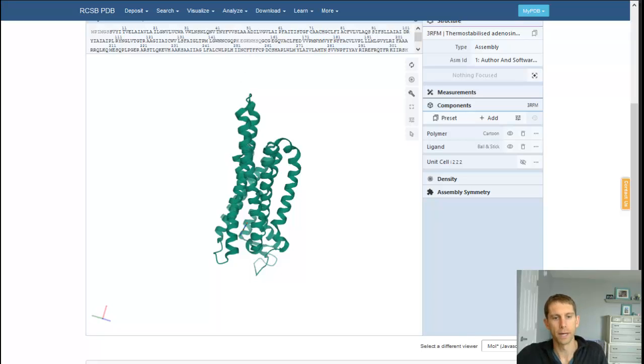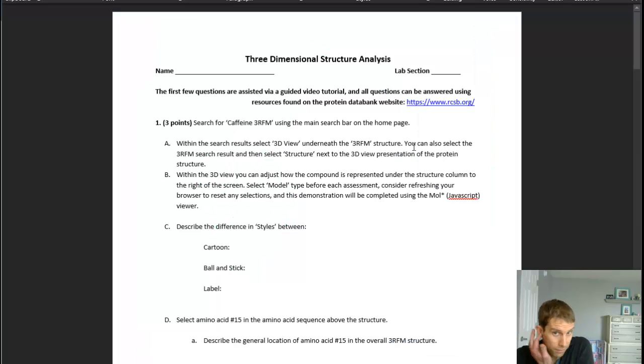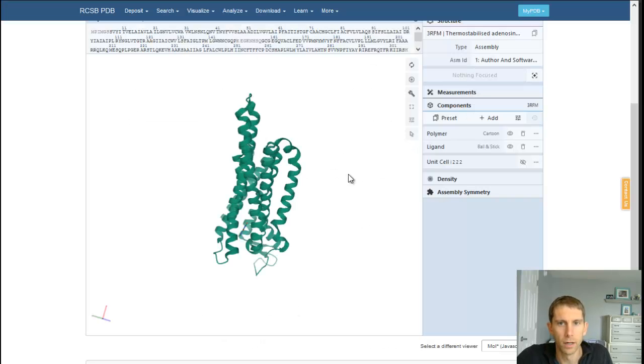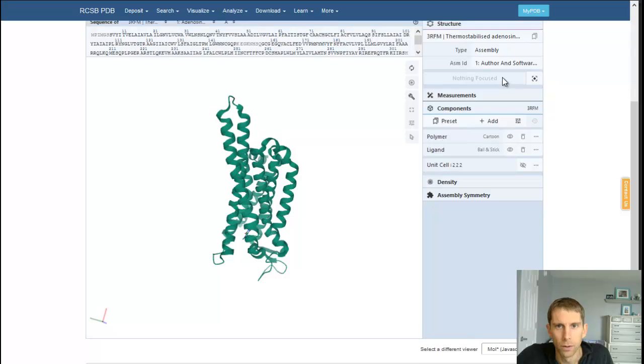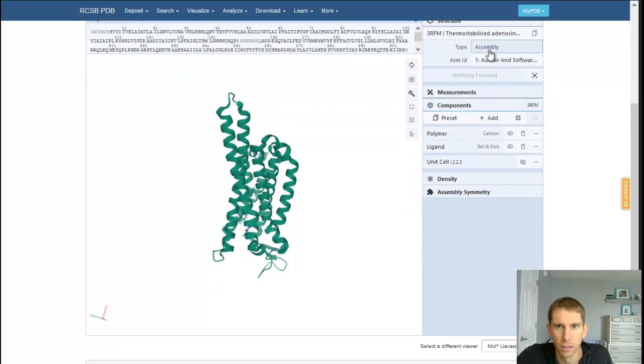All right, so back to the worksheet. Let's double check and see what we need to find. Like I said, we had already selected that we were in Mol* view, which is the JavaScript viewer. The next question asks us to describe the difference in styles between cartoon, ball and stick, and label. So let's go back here. Right now, we have this selected here, and nothing is focused.